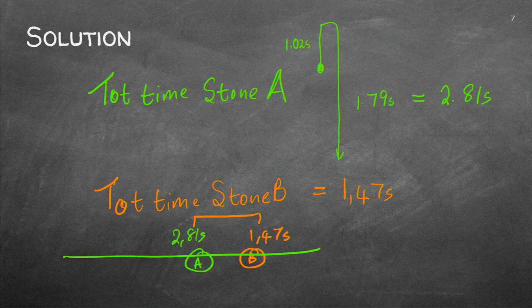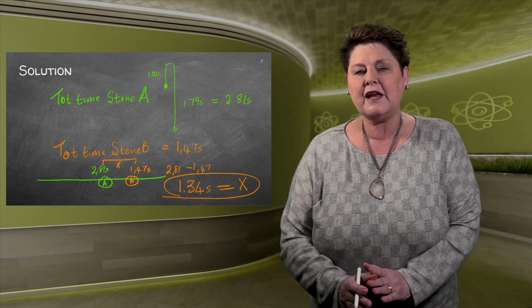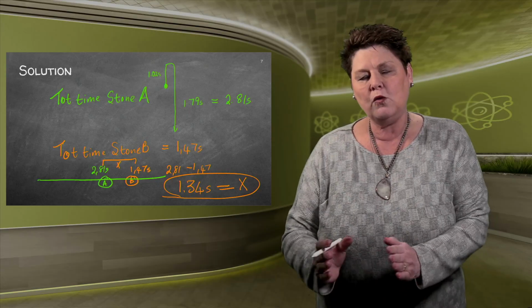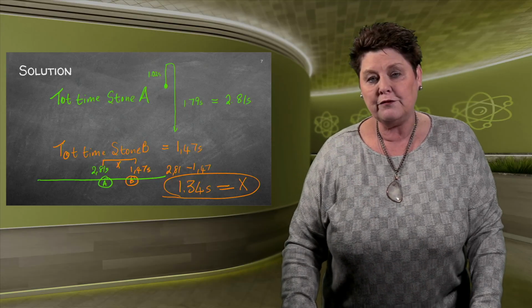The difference between that will give me my time X. So if I deduct 1.47 from 2.81, I'll get the answer as 1.34 seconds, which is the value of X. Remember that you have to work carefully. You see how confusing it can be. Work with your A, work with your B, and see that you've got your columns with all your information.